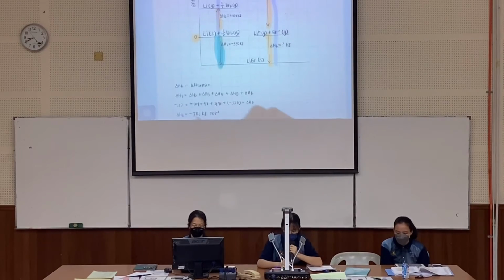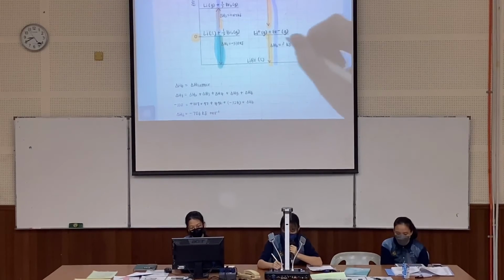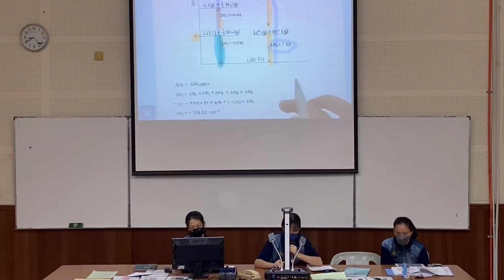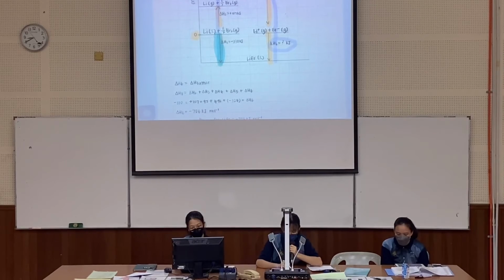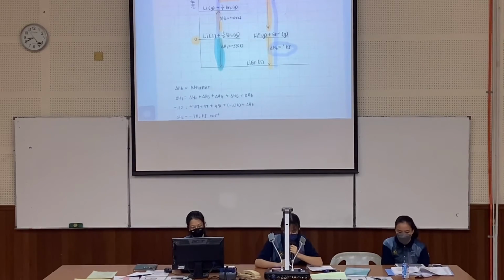So you just substitute all the values into the equation, and after you calculate, you can get our ΔH now is negative 706 kilojoule per mole. Make sure you write the per mole in your final answer. And you can get the answer in negative form, and the arrow down here, you can notice it's pointing downward, so this shows that your answer is correct.